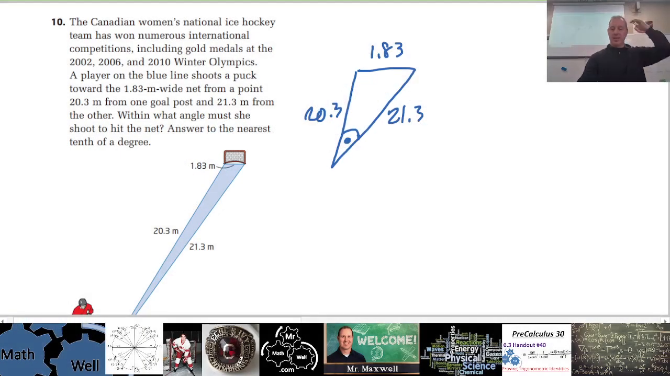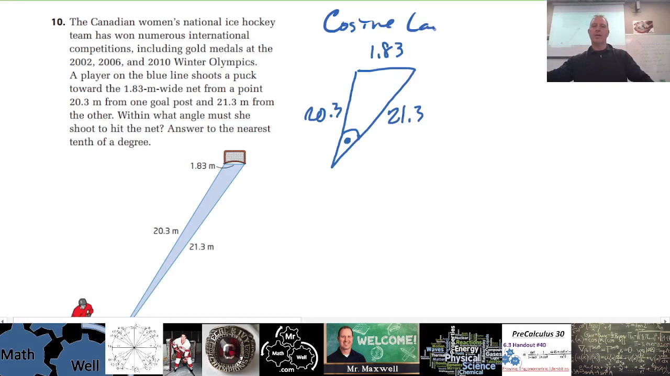All right, so number 10 here, 2.4, number 10. This is the cosine law. Cosine law equation there, the formula, okay? Now, why is this cosine law? All right, let's take a look at the question.